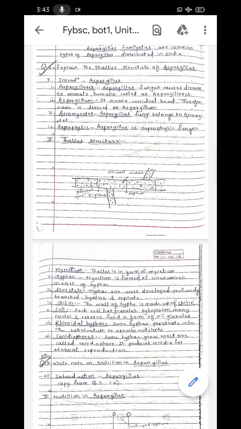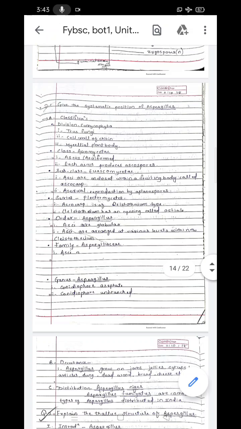First of all, in the introduction, the class and systematic position of Aspergillus. It comes under the division Eumycophyta, class Ascomycetes, subclass Ascomycetes, series Plectomycetes, order Aspergillales, family Aspergillaceae, and genus Aspergillus.